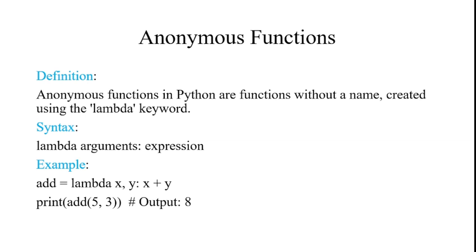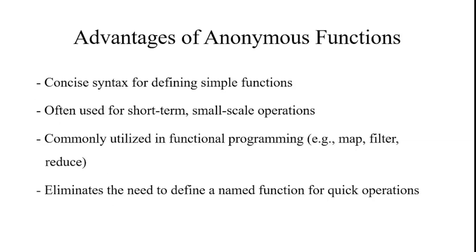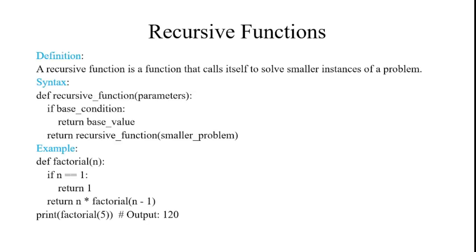So the main advantage is there is no name, no return values. Return keyword is used. So the advantage of this function is concise syntax. For defining simple functions, we can write the function in just one line. Often used for short-term, small-scale operations. These are commonly utilized in functional programming like map, filter, reduce, and basically it eliminates the need to define named functions for quick operations. We need not write the name of the function or use the return keyword.